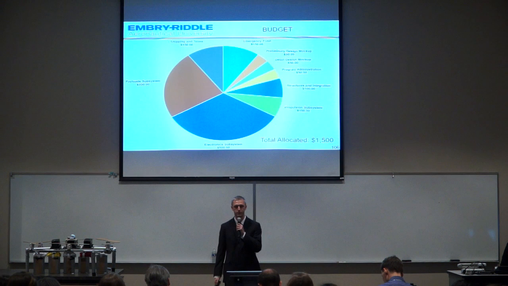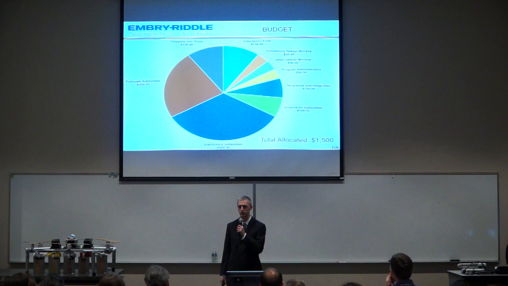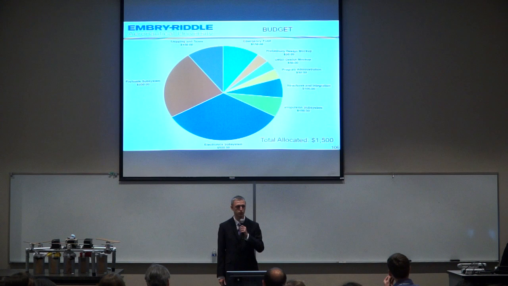So a quick breakdown of the budget for HADeS. We have allocated $1,500 for this project. Most of the budget goes to our subsystems, with structures and integration receiving $100 of that budget, propulsion receiving $100 as well, the electronics subsystem receiving $500 of our budget, the payload subsystem receiving $350.